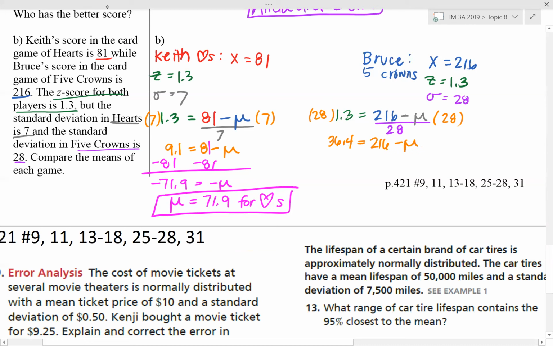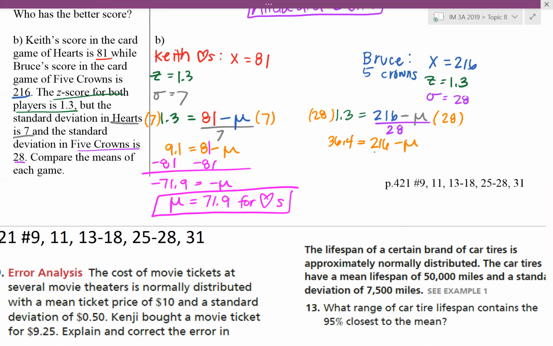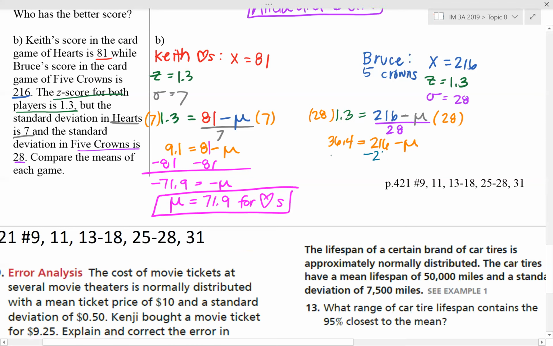And then if we subtract 216 from both sides, that gives us that negative 179.6 is equal to the negative of the mean. So that means that the mean for 5 crowns is 179.6.